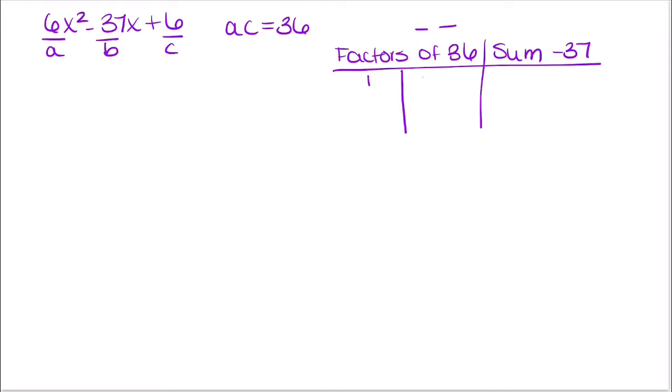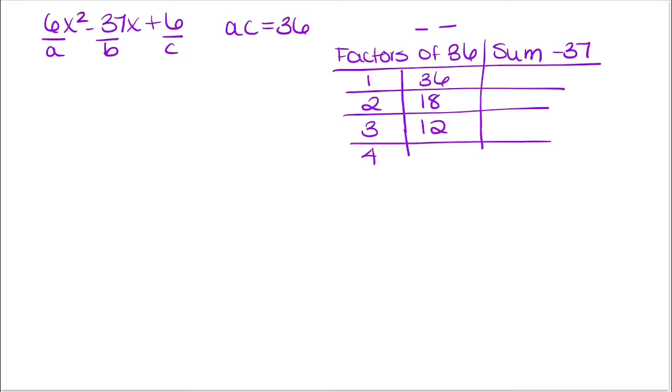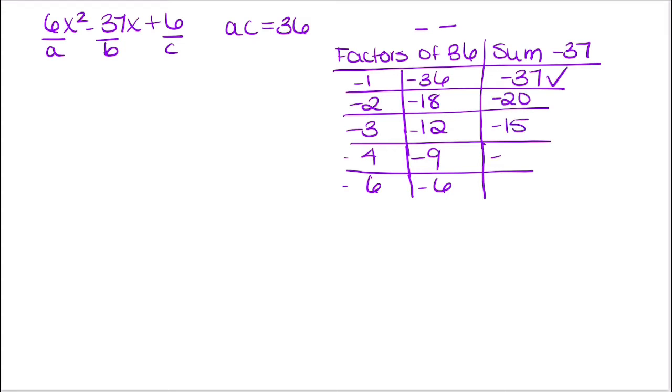So the factors are 1 and 36, and then we have 2 and 18, 3 and 12, 4 and 9, and we have 6 and 6. Okay, so now let's go through and make all of these negative before we find the sums. So -1 plus -36 is -37, which is the correct pair. If you check all these other ones, you'll notice that they're not going to work.